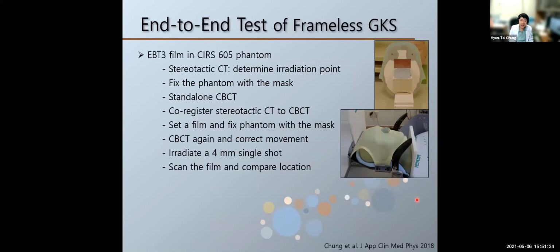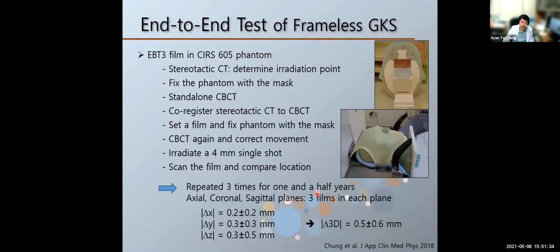It's time to do an end-to-end test of frameless GKS. I repeated all the actual procedures with the phantom three times, and the result was 0.5. Still, there is a large standard deviation. Anyway, the mean value is only 0.5 millimeter, so it is similar to the accuracy of frame-based gamma knife surgery, at least with CT and phantom.